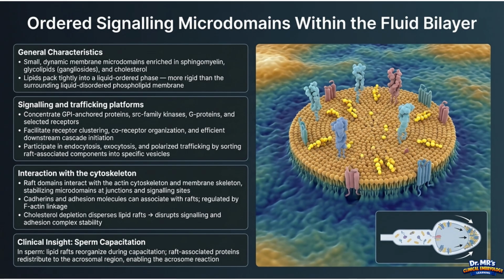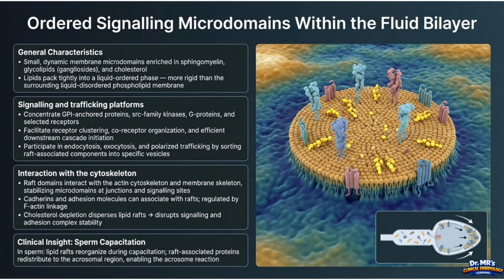Glycosyl-phosphatidylinositol-anchored proteins, which are exclusively in the outer leaflet, are almost always raft-associated. And this makes sense because glycosyl-phosphatidylinositol anchors closely resemble the lipids that form rafts. On the inner leaflet, SRC family kinases, G proteins, and selected second messenger enzymes concentrate within raft domains. The result is that lipid rafts function as pre-assembled signaling platforms.